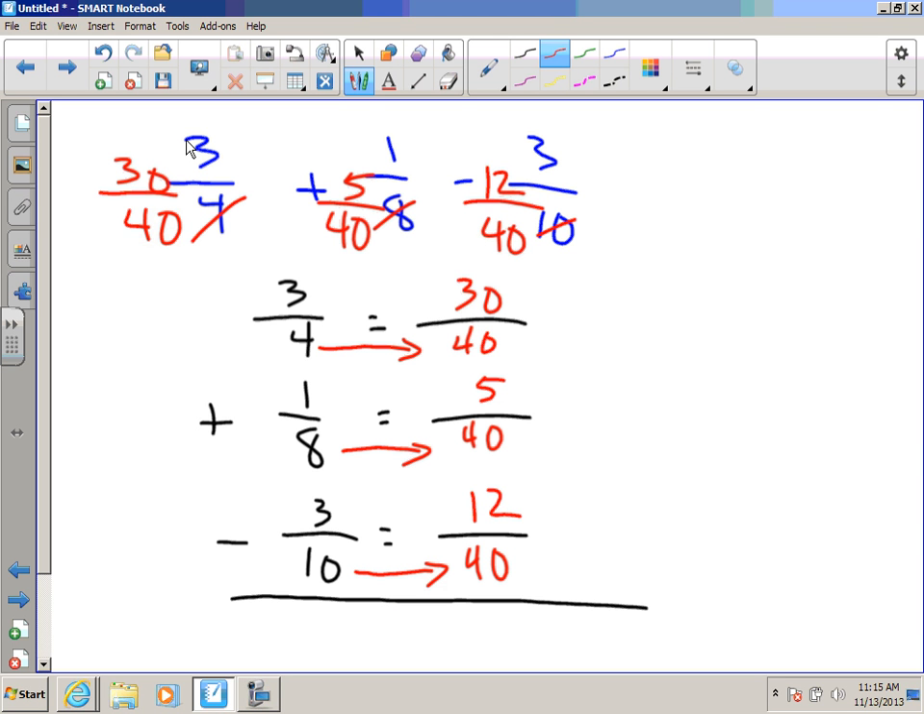It's nothing new. So now we are going to add 30/40ths and 5/40ths to get what? 35/40ths. And then we are going to subtract 12/40ths, and we get?